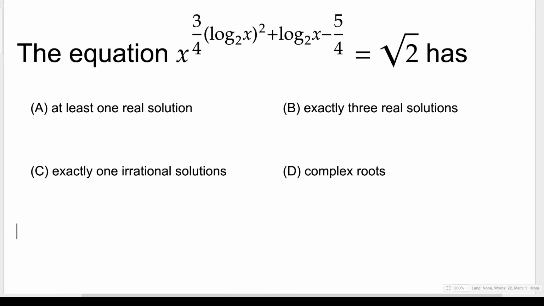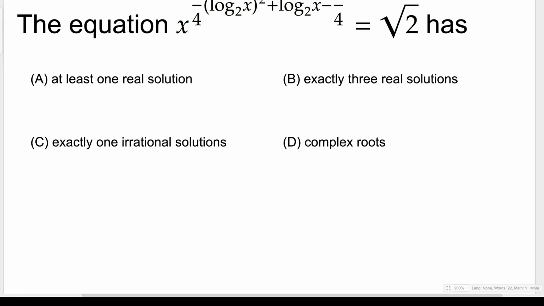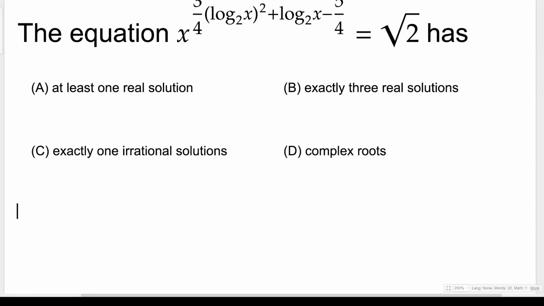So consider this equation that is given as x, and in the power of x we are having this expression: 3 over 4 times (log x base 2) squared plus log x base 2 minus 5 over 4. This is equal to square root of 2. Now these are the following options, right? So let's see how we can solve this one.